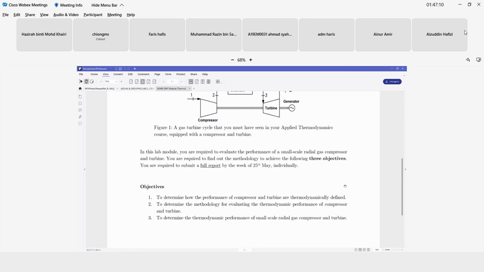Doctor, this is a group report, right? I believe submission is still individual. You can do a discussion in group, no problem. But submission is individual. Oh, okay. Thank you.